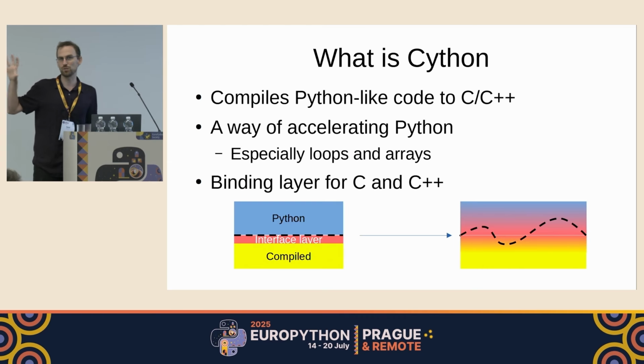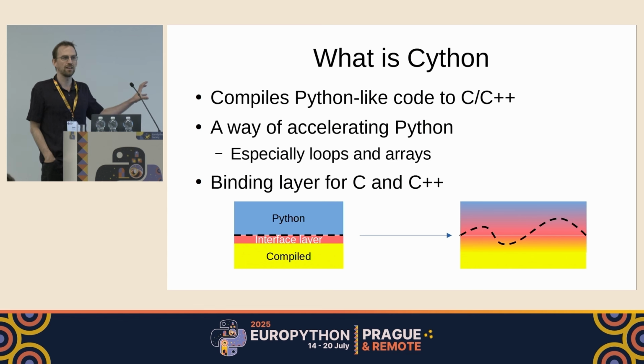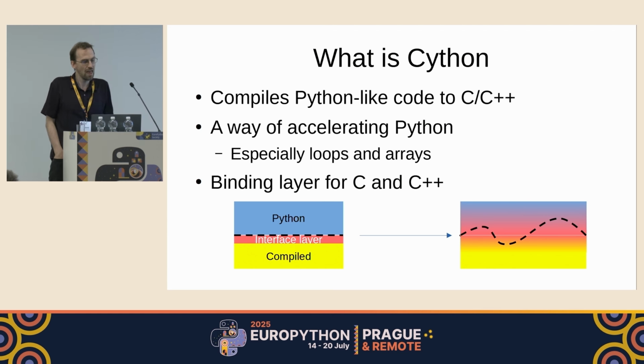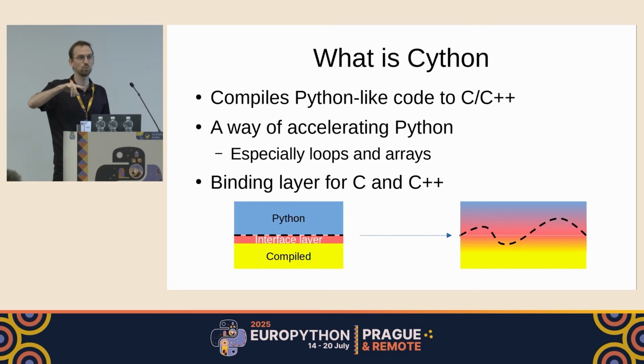Before we go too much further, I just want to cover what Cython itself is, so if you're in the wrong room, you can realize this now and leave. The basic idea is it compiles Python-like code, not quite Python syntax, but pretty close, to C or C++. So it's a way of accelerating Python, so it can make fast modules that run a mixture of C code and Python code. That's especially for loops and arrays, because loops are traditionally really slow in Python, and if you work with NumPy, you never write loops and you try to vectorize. In Cython, you can write loops, and that's actually quite good.